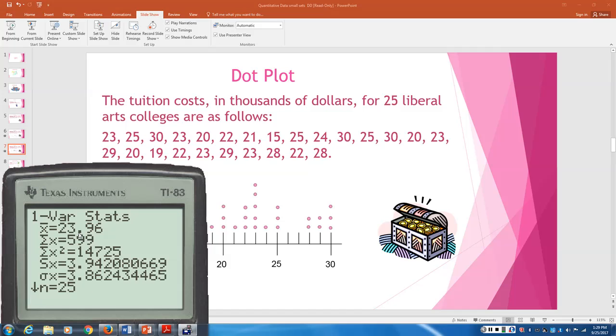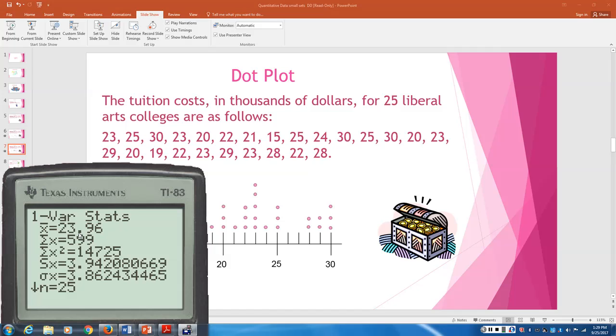Now, when you report that mean, this is a sample of liberal arts colleges. This is not a population. So the correct symbol you're going to use is called X bar equals 23.96. You're not going to round that off to 24. You keep it at 23.96.